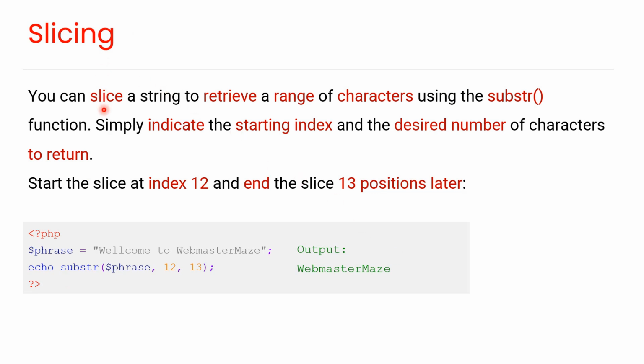Slicing. You can slice a string to retrieve a range of characters using the substr function. Simply indicate the starting index and the desired number of characters to return. For example, here we have a string and we want to start the slice at index 12 and end the slice 13 positions later, which is from here to here. As you can see in this output, note that the index of the first character is 0.